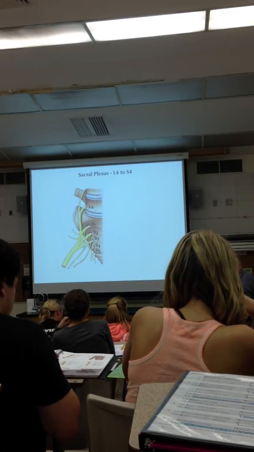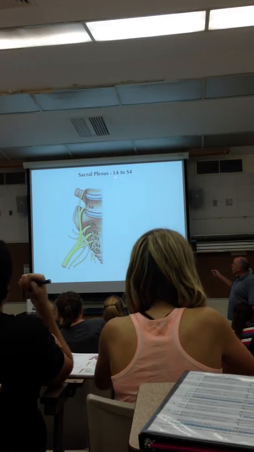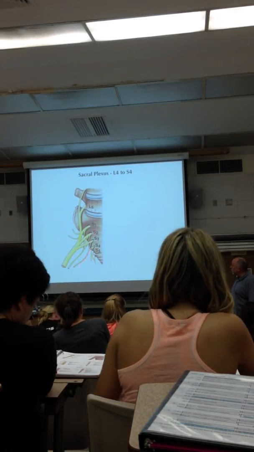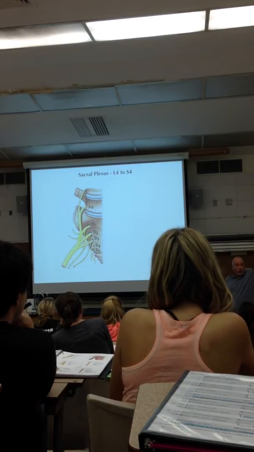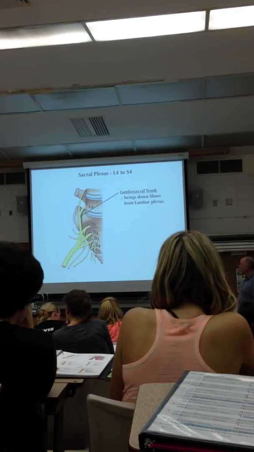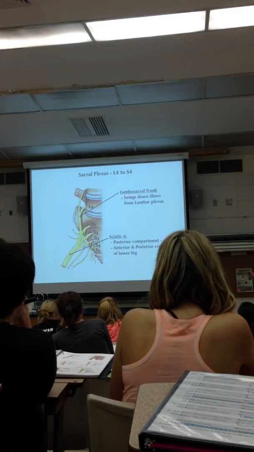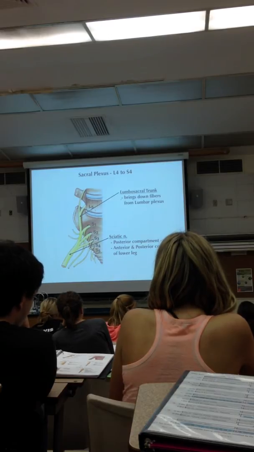Sacral plexus. Not too bad. What you need to know is it's from L4 through S4. Here it is here. Remember, L4 was also up in the lumbar plexus, so you actually get a branch from both coming down here. And that's the lumbosacral trunk coming down to it. The nerve you need to know coming off here is the sciatic nerve.